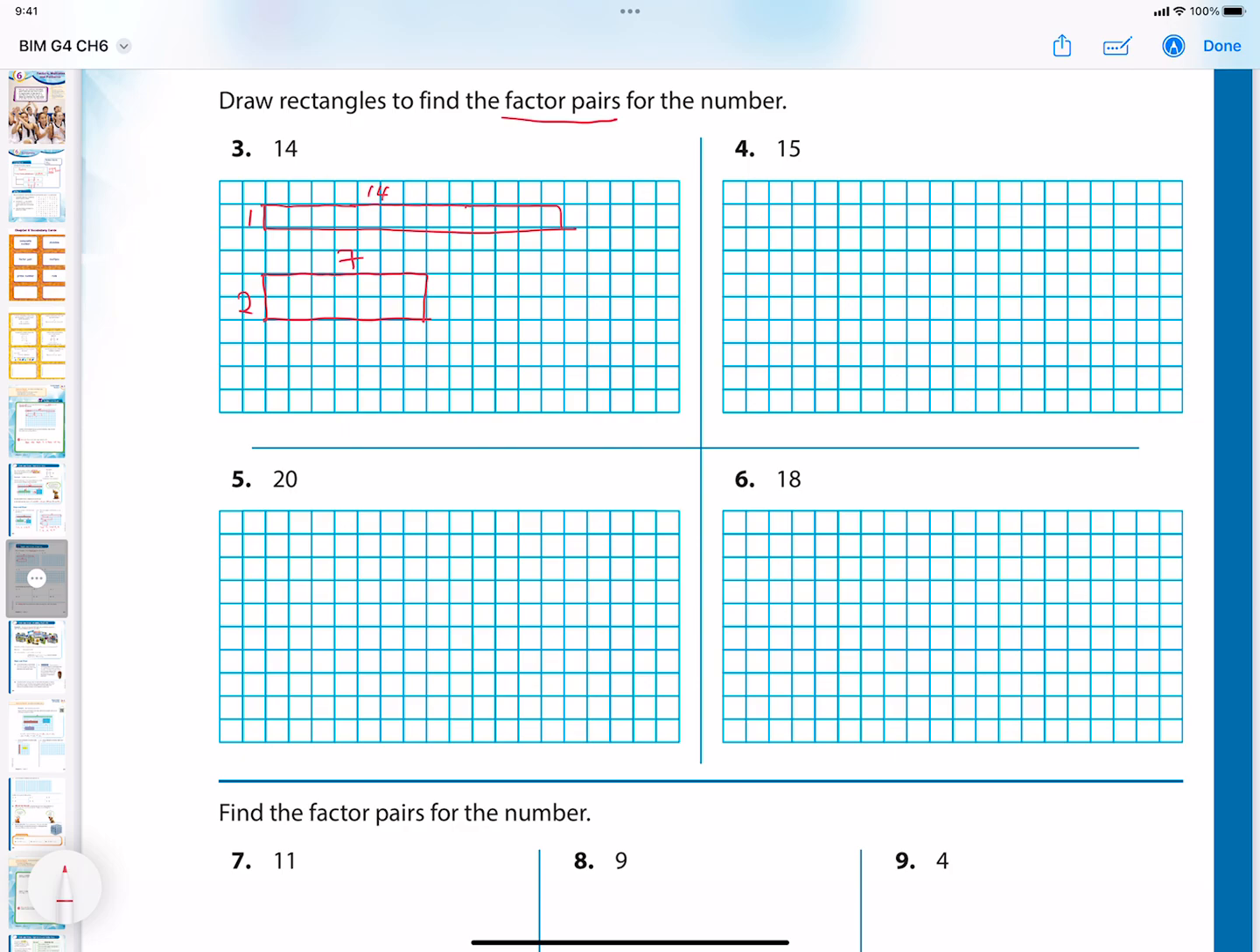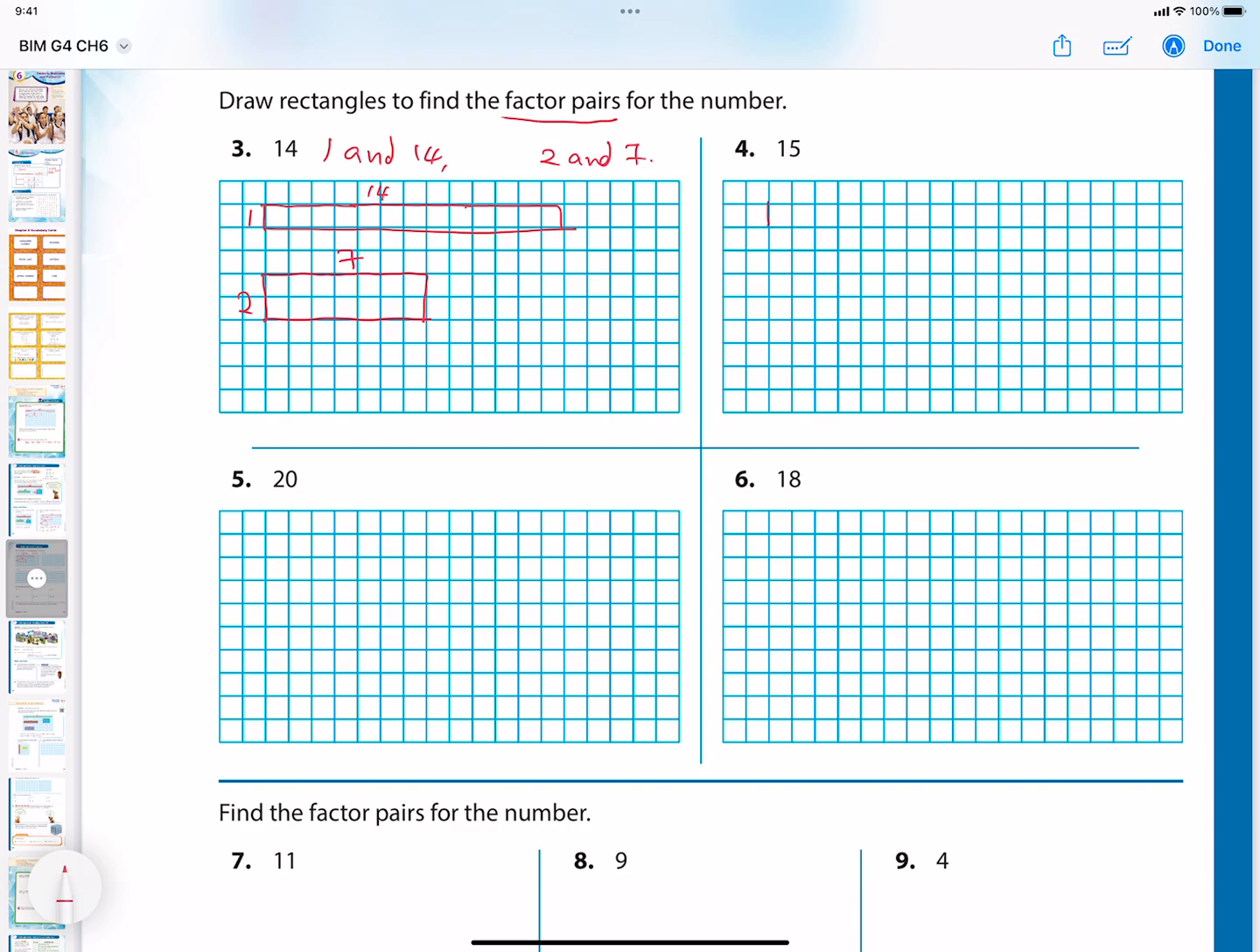What about 3? No. 14 is not a multiple of 3. What about 4? No. 5? No. Okay, so maybe it has only what? 1 and 14 and 2 and 7. Okay? I don't need to put this in here again. Okay, so let me erase this to make it clear.